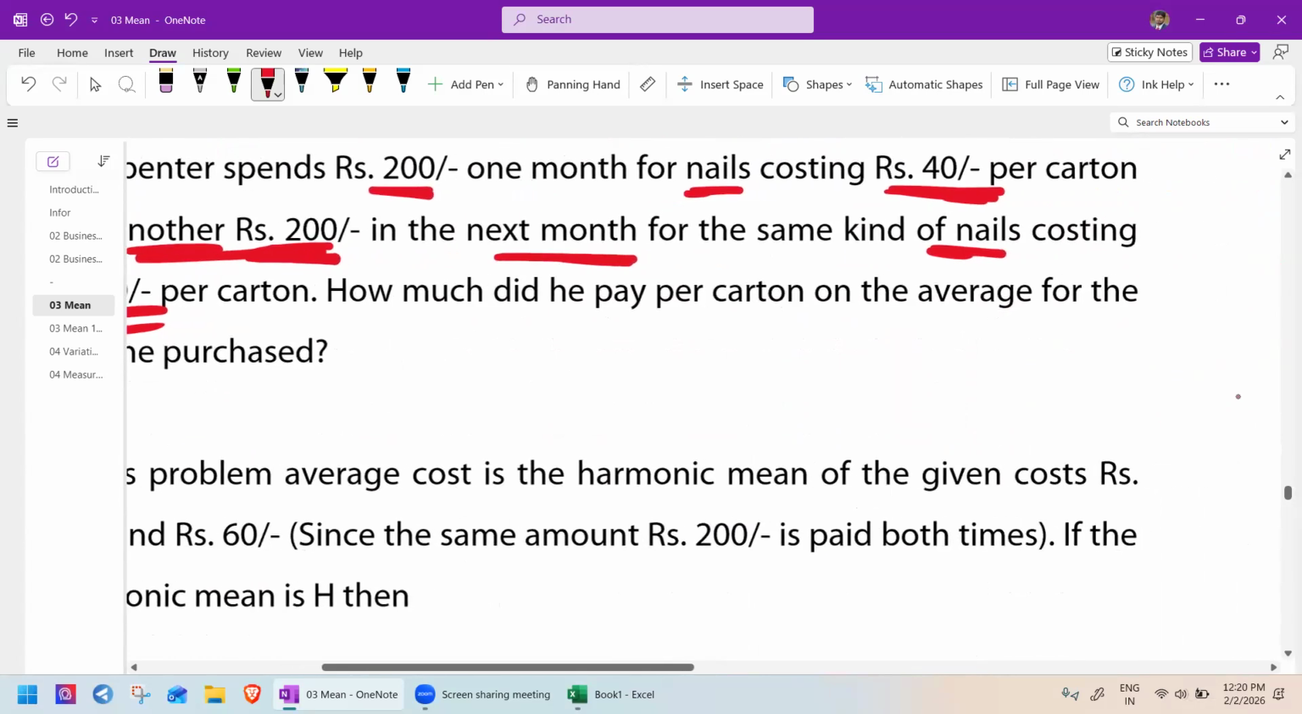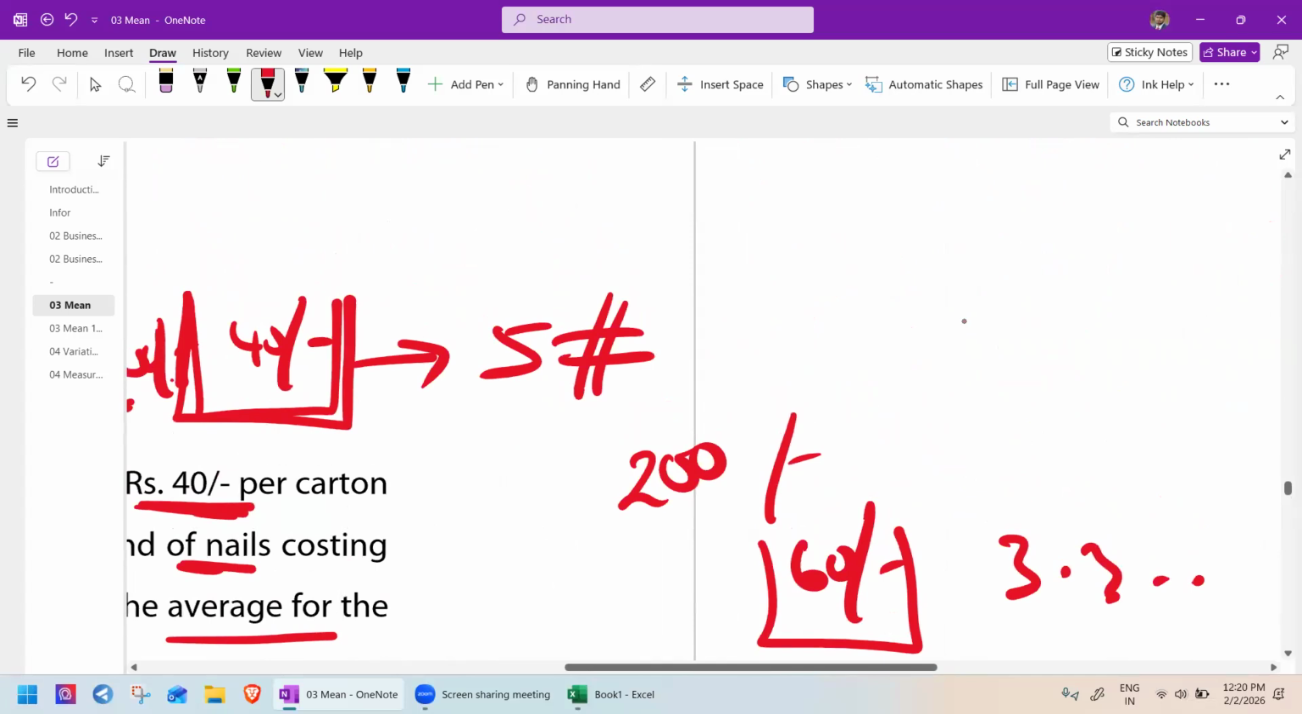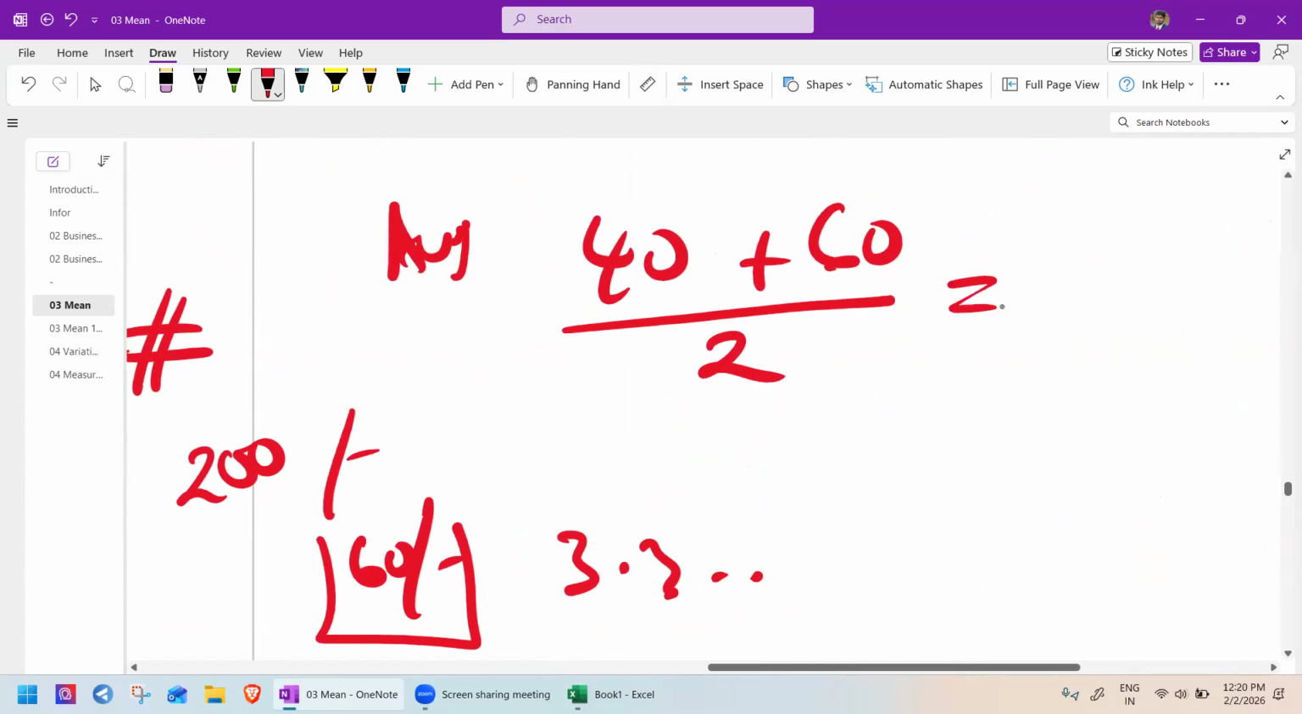How much did he pay per carton on average for the nails he purchased? The question is: what is the average cost, the average price per carton? So normally, how do you find it? The first time 40, the second time 60, divided by 2. Then how much? 100 divided by 2, equal to 50. Is that correct?